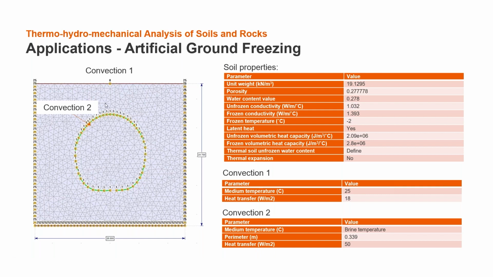The convection boundary condition will be assigned on the top to represent the interaction between the air temperature and the soil. And the frozen pipe was modeled using the convection boundary condition as well, as in convection number 2 here. And the medium temperatures were assigned with the brine temperature as shown in the previous slide.